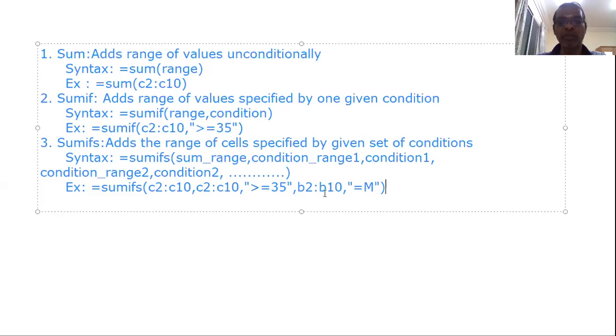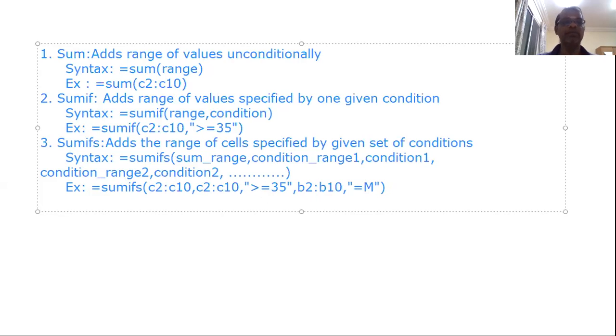In addition to that, B2 to B10 should be M. Then only these marks are added. That is why it is called SUMIFS. In this example, we have only two conditions. If you have more than two conditions, you still continue to put a comma here: condition range number 3, comma, condition 3. Then it continues with condition range number 4, then condition 4.